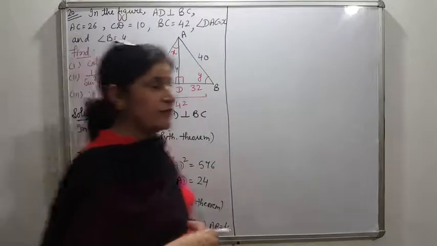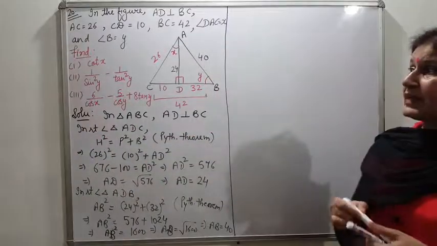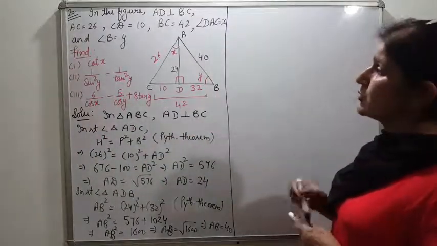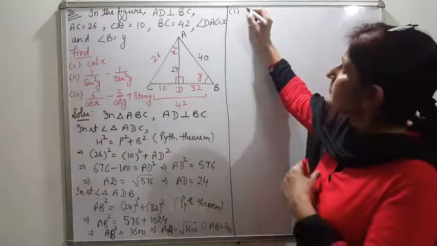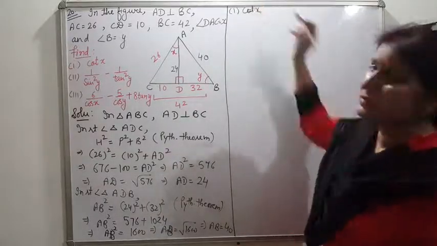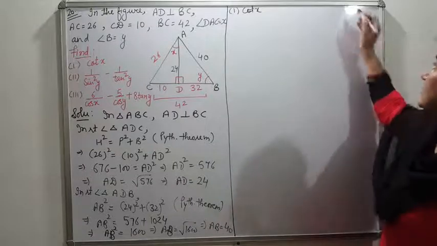So whatever basic things we need to calculate these three parts, we have calculated here. We have found the values. Now what will we do? We will take the first part and find its value. So what is the first part? Cot x. Now which ratios again? So better write it down.